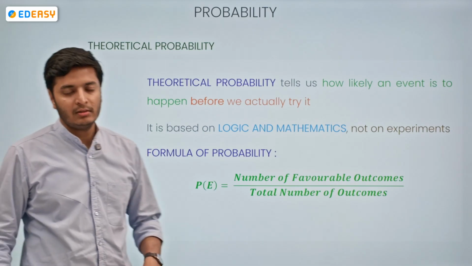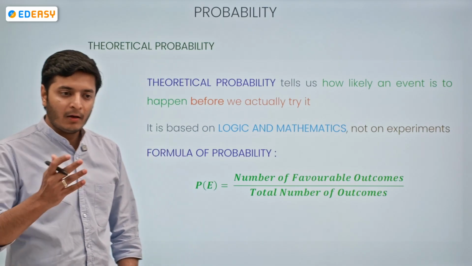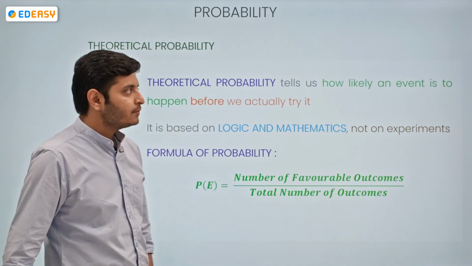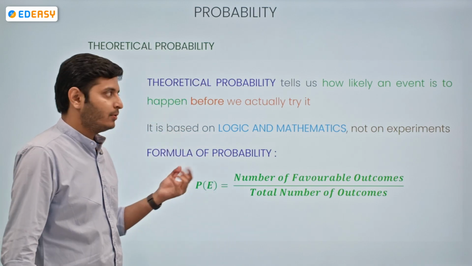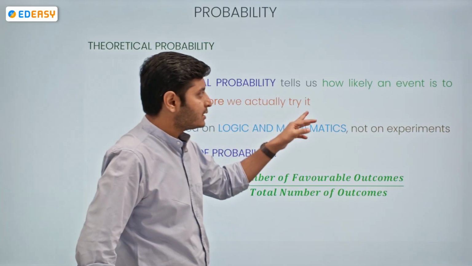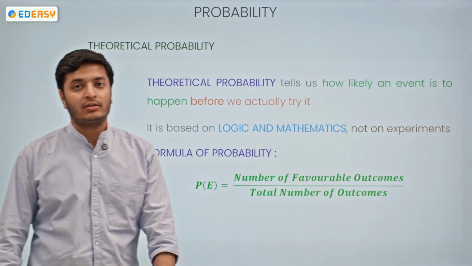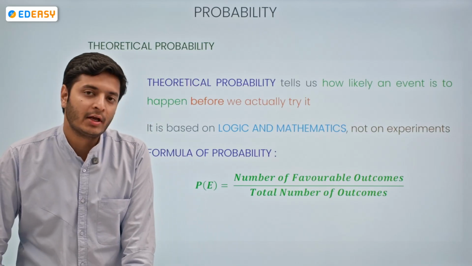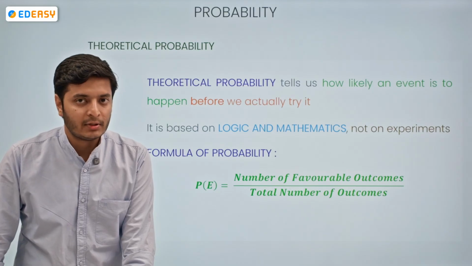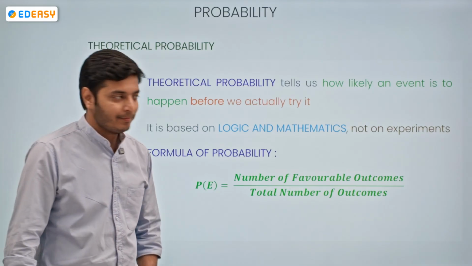So the same thing we are going to do with probability also. Of course, in some cases you can go with experimental probability, but most of the time you are going to deal with theoretical probability. So what is theoretical probability? Theoretical probability tells us how likely an event is to happen before we actually do it, before we actually try it. So we are going to calculate the probability theoretically first, then only we can try the event.